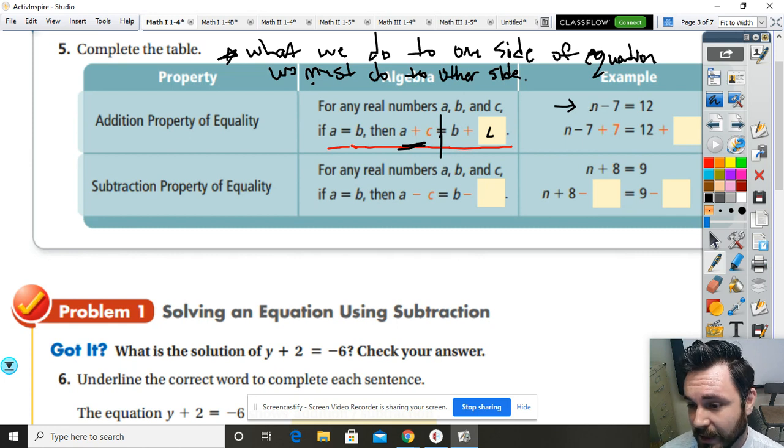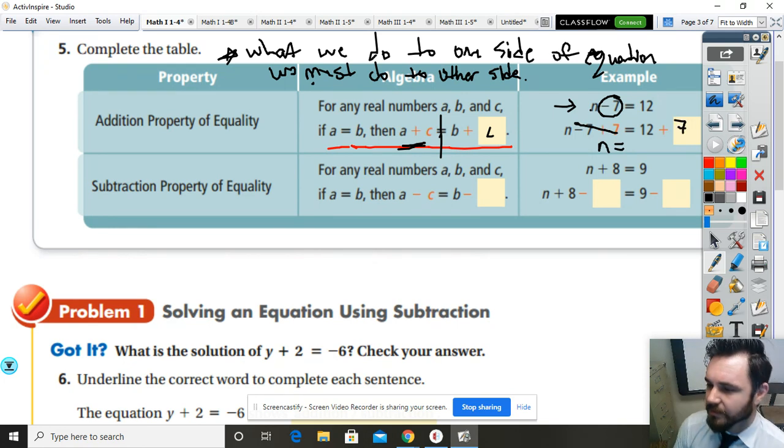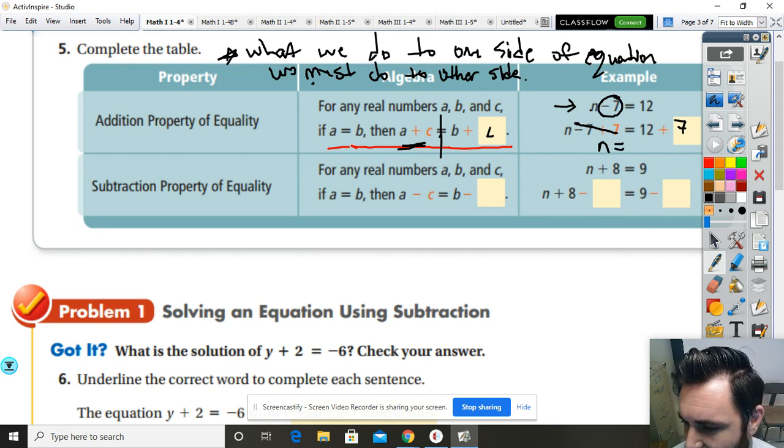If I wanted to get n by itself, I would need to move -7. I need to make it the additive inverse. So what happens when I add positive 7 and -7 together? They cancel, and I'm left with n, but I can't just do it to one side. If I added 7 to one side, I'm also going to have to add 7 to the other. And in this case, we can go ahead and solve: 12 plus 7 is 19.